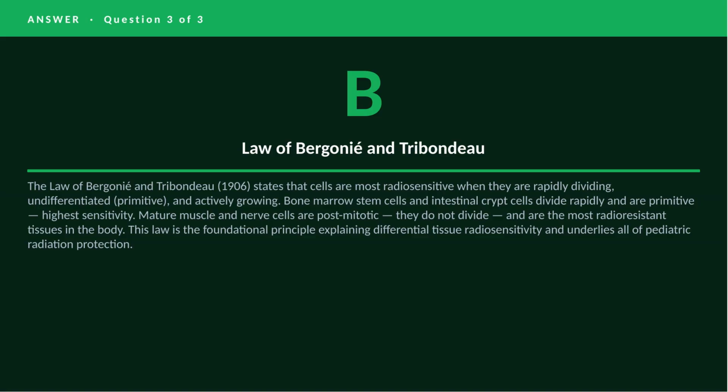The answer is B, the law of Bergonie and Tribondeau. This 1906 law states that cells are most radiosensitive when rapidly dividing, undifferentiated, and actively growing. Intestinal crypt cells and bone marrow stem cells satisfy all three criteria. They divide continuously and remain primitive. Mature muscle and nerve cells are postmitotic. They essentially never divide, making them the most radioresistant cells in the body.